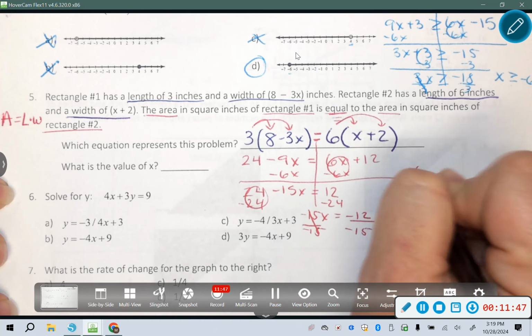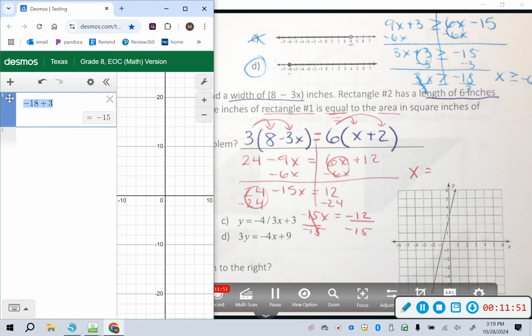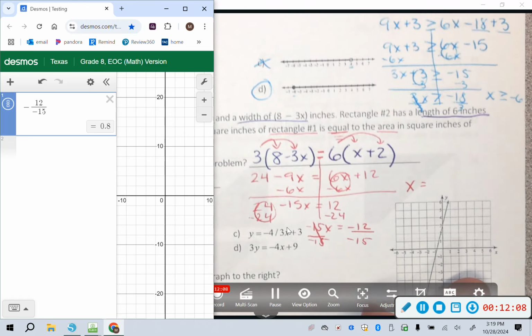And I get x equals, and if I type it on my calculator, because if you're like me, that does not come at the top of your head. So negative 12 divided by negative 15, I get 0.8. However, if my answer choices are a fraction, we can hit the fraction symbol, and it's 4 over 5. So either of those are good. Okay, let's look at number 6.